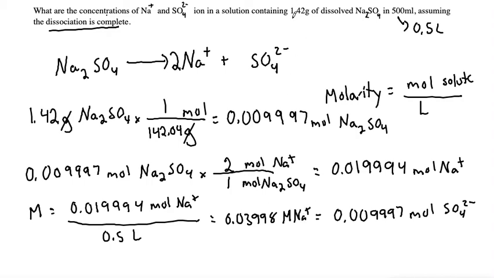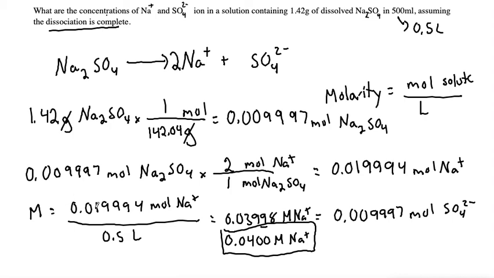But we need to round our answer to 3 sig figs. So that would be rounding to this digit here. So this would round this up to a 10, so we need to go 0.400 molar Na+. So that's our first ion.